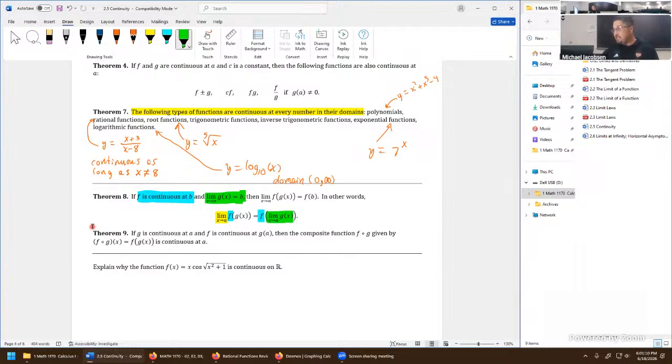Well, if that's the case, just to illustrate how theorems 4, 7, 8, and 9 go all together, we're going to explain why that is a continuous function on the set of all real numbers. First, any last questions or thoughts before we launch into that explanation below?